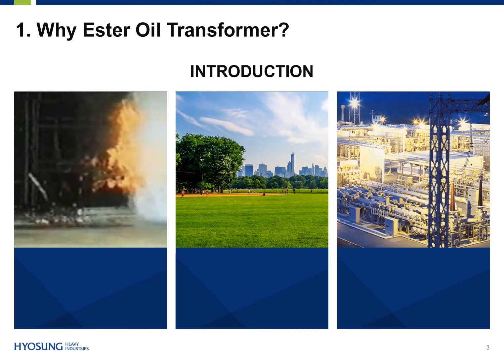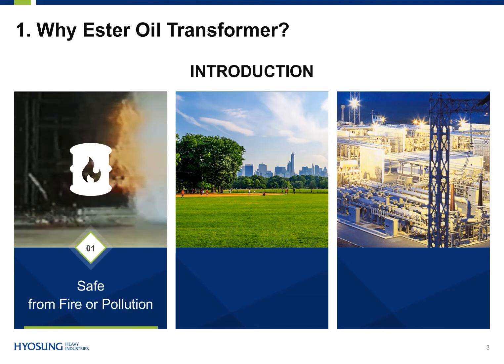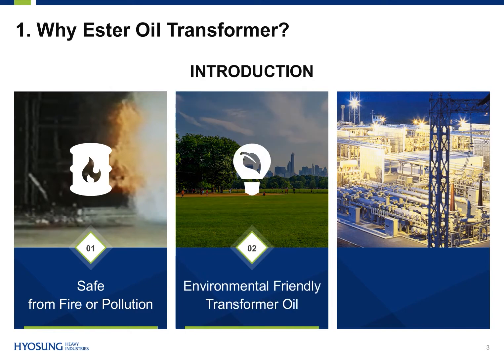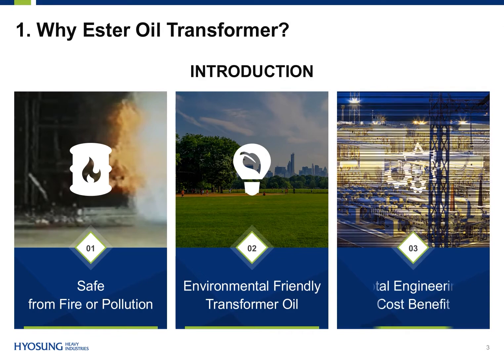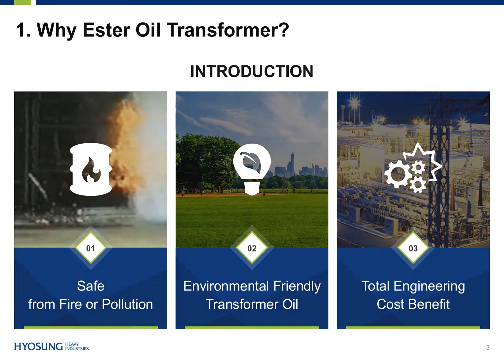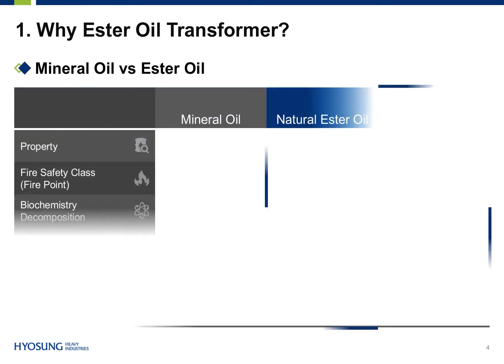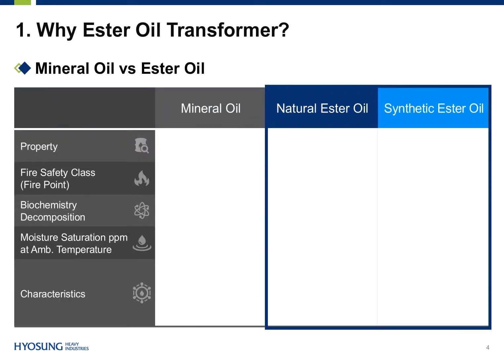This newly developed equipment is safe from fire, even if a failure happens. Moreover, Ester Oil insulation also has a total engineering cost benefit over the service life of the transformer. There are two types of Ester Oil: natural Ester Oil and synthetic Ester Oil. Both types of Ester Oil have a higher fire point than mineral oil and are also easily biodegradable.